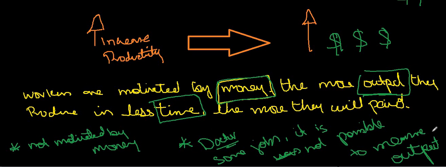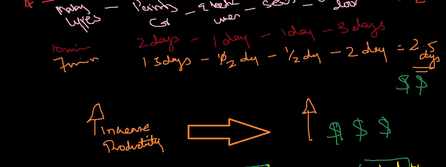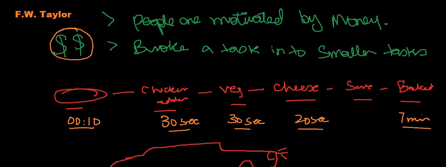So this gives us an overview of what F.W. Taylor's motivation theory would talk about. He would talk about money, he would talk about breaking tasks into smaller tasks, and then seeing how much time they're spending, what the output is, and whether they are increasing the output. The more the output is increased, the more money they get paid.